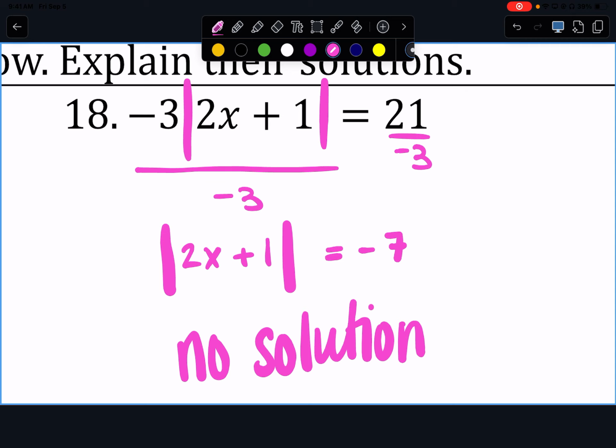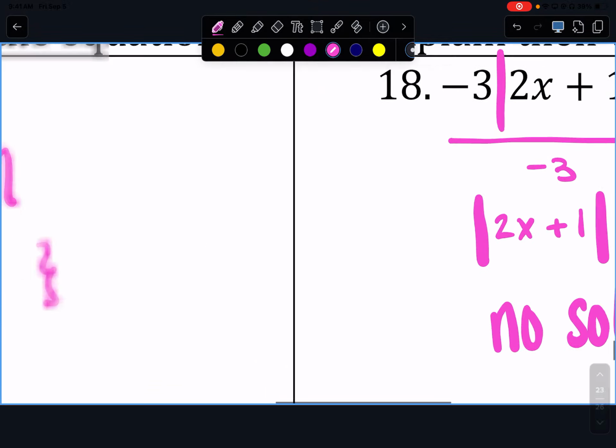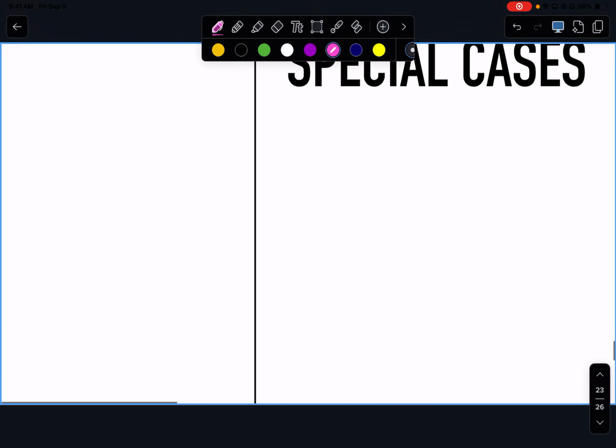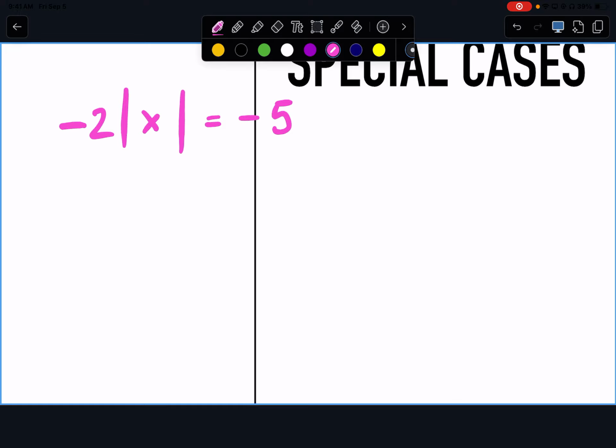Okay, we just have to be careful because sometimes we can have problems like this one here. So if I have negative 2 times the absolute value of x equals negative 5. Right now I have something equals a negative, right? But am I good to write no solution here? What do I need to do?